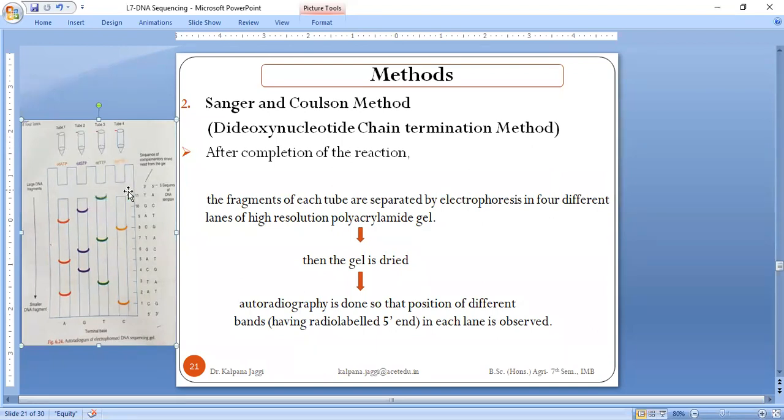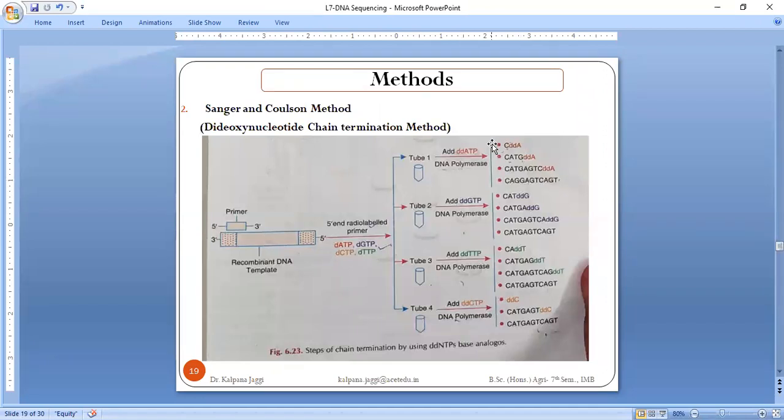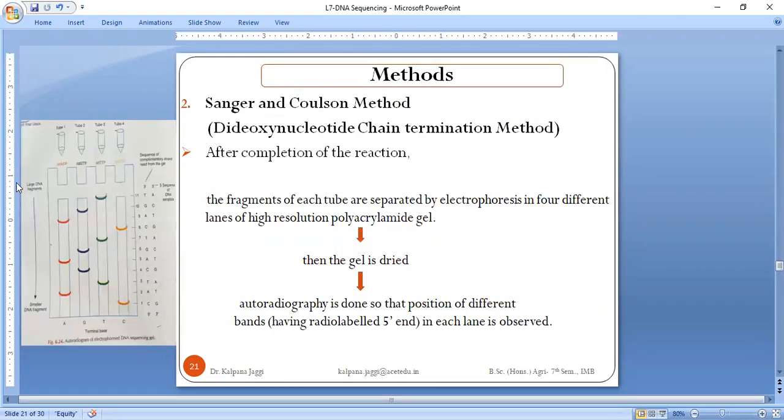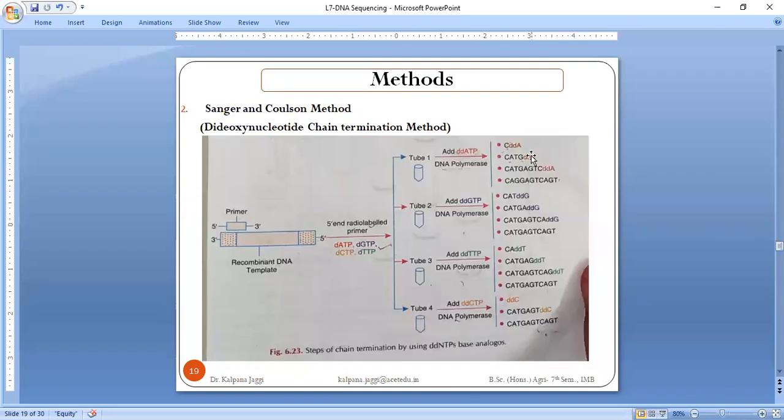I just hope, students, you remember, these fragments I told you will be synthesized here, these are synthesized here, these are synthesized here, and these are synthesized here. How many fragments will be synthesized in turn depends upon the incorporation of this ddNTP. Clear? So all the fragments of each tube, now we need to separate them all from each other.